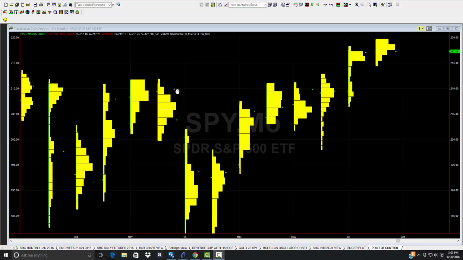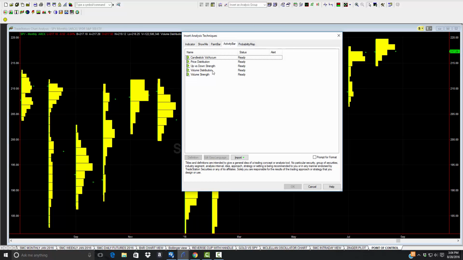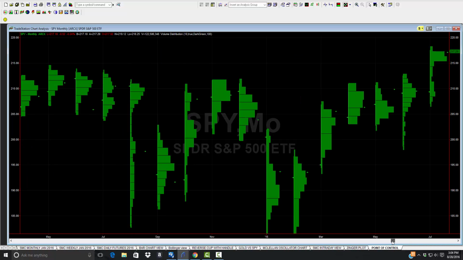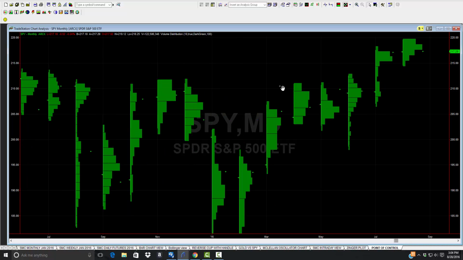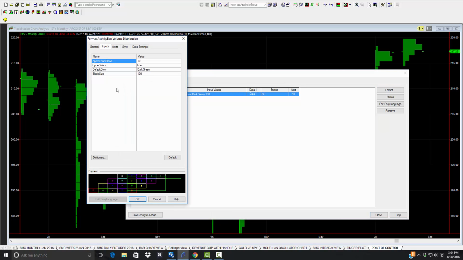So what you would simply do is create a chart, create a monthly, and it can be a bar chart going back 6 months, years, as long as you want to make it. Then you simply come in here, insert analysis, and I'll put in volume distribution, and say OK. It'll come in like this, and it already overrode what we had. So you just come here to format, and we don't want it in dark green. We want it yellow so that everybody can see it on YouTube.